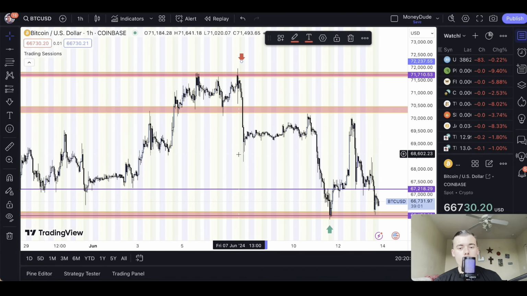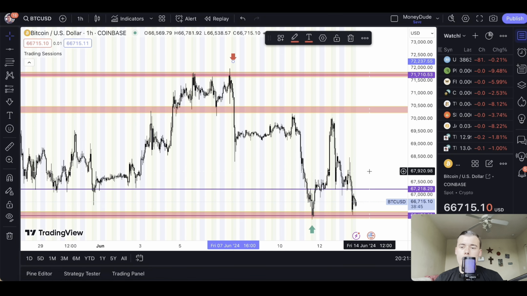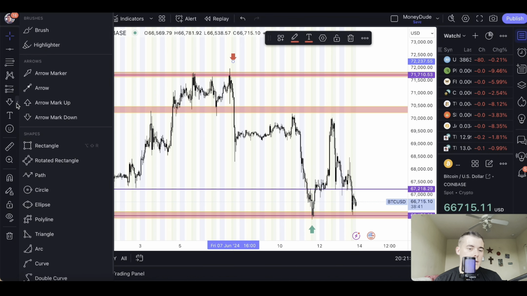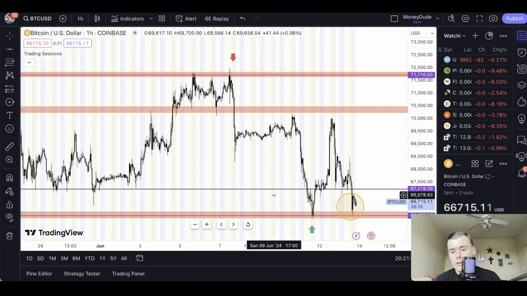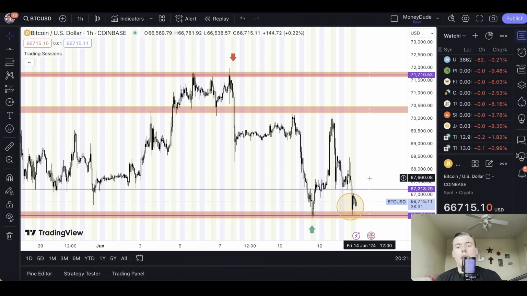Right here, huge reaction. And I just want you to take a second and look at where we are right now. You can see that we are pretty close to where we saw a huge reaction last time, right here in this $66,000 area. Big push up. These are the key areas you're looking for to buy and put your money in.